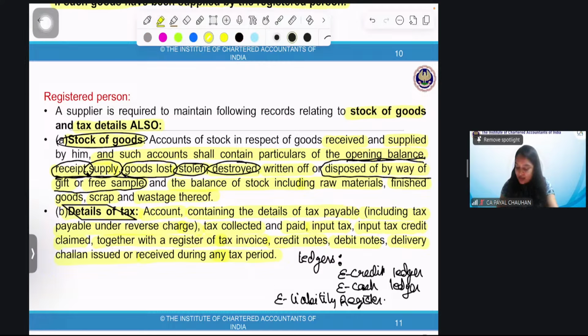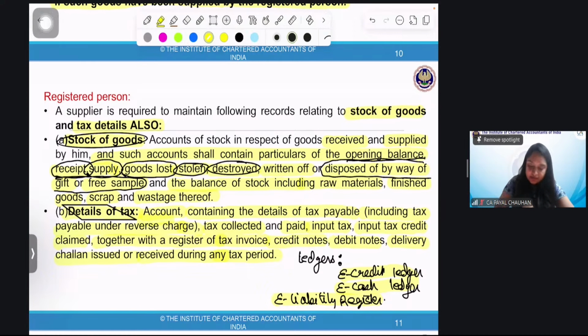So we have two ledgers and one liability register. Actually these are three accounts, but the point is two are ledgers and the third one is the liability register. Now I'll read this paragraph so you have more understanding, right?